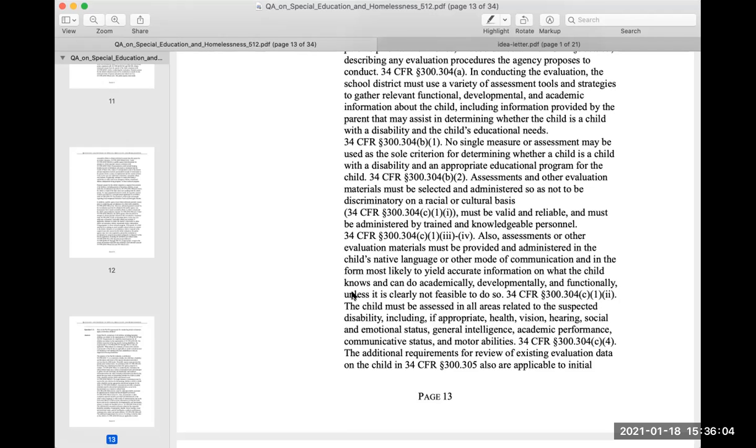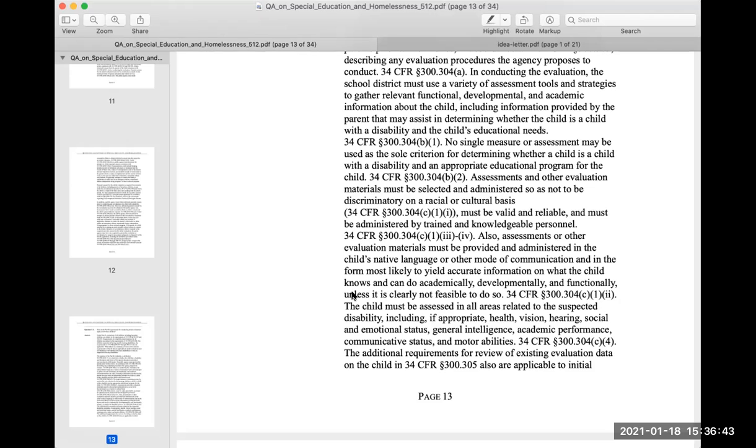Question C5. How does the exception to the timeline for completion of evaluations apply to children who are homeless? Answer. The initial evaluation time frame, whether 60-day or state established, does not apply if: 1. The parent of a child repeatedly fails or refuses to produce the child for the evaluation, or 2. A child enrolls in a school of another public agency or school district after the relevant time frame has begun and prior to a determination by the child's previous public agency or school district whether the child is a child with a disability under Part B. 34 CFR paragraph 300.301(d).